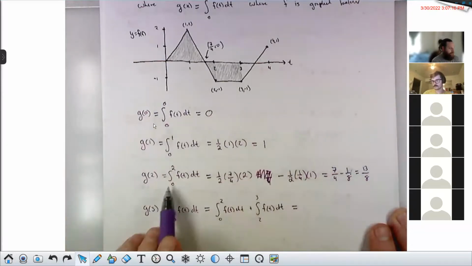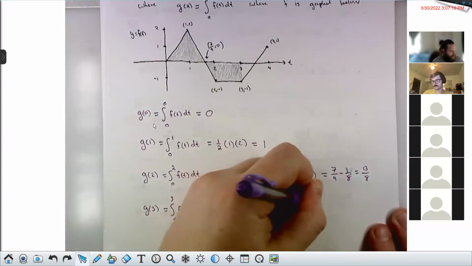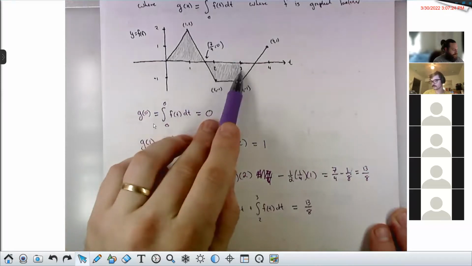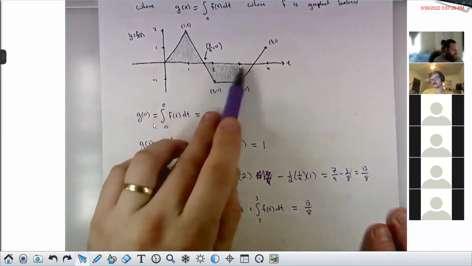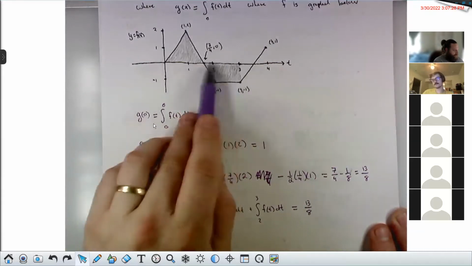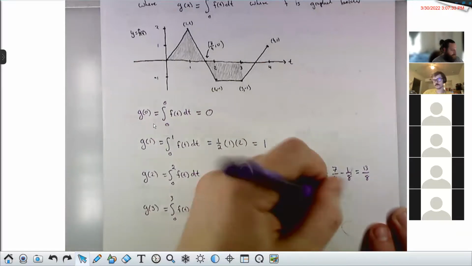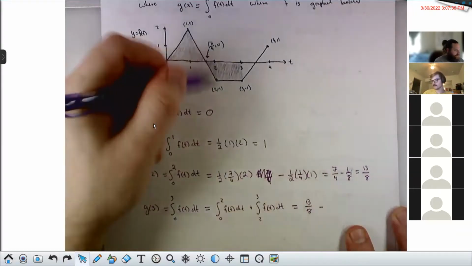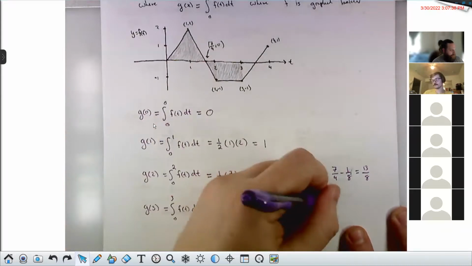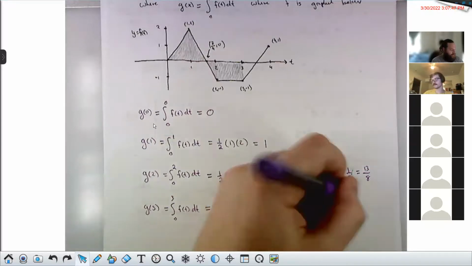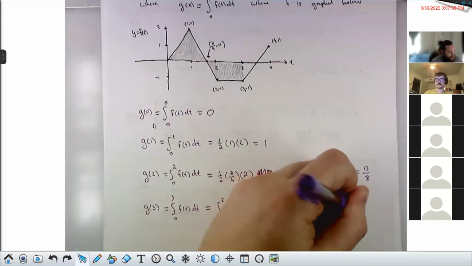The integral from 0 to 2, I just computed, that's 13 over 8. The integral from 2 to 3 is just this rectangular region here, which is width 1, height 1, right? But it's beneath the horizontal axis. So this is actually a square of area 1. And 1 is, of course, 8/8. 13 minus 8 is 5. So this would be 5/8.